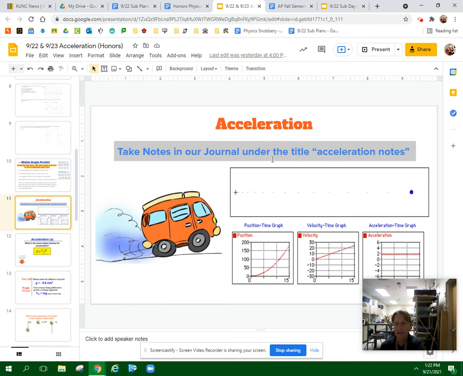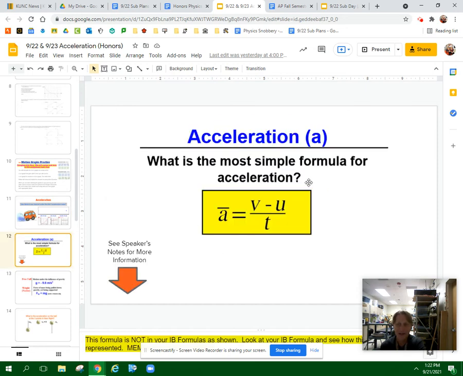In this place, you're going to actually take some notes in your journal. Down at the bottom, I've got the notes, and these are the things that I would say and point out in class if I was there. Notice right here, we have the formula for acceleration. It just says your average acceleration equals a change of velocity over time.